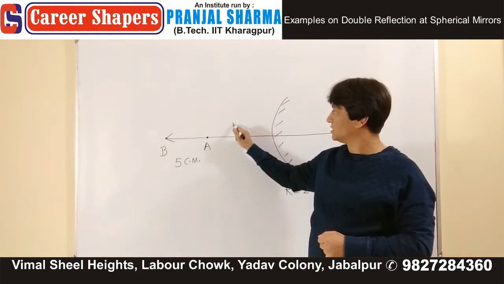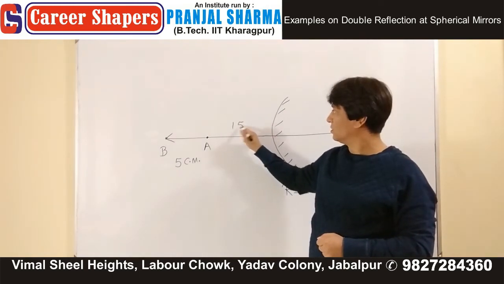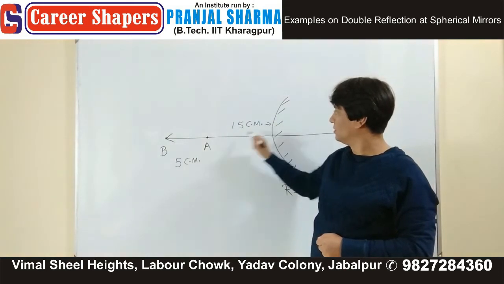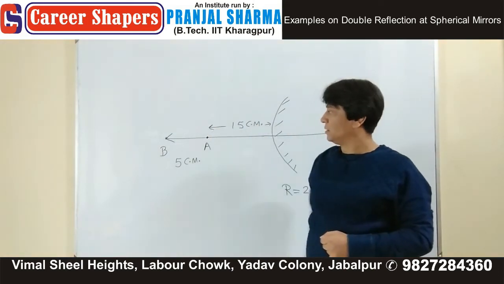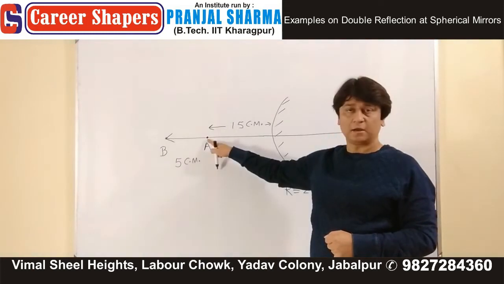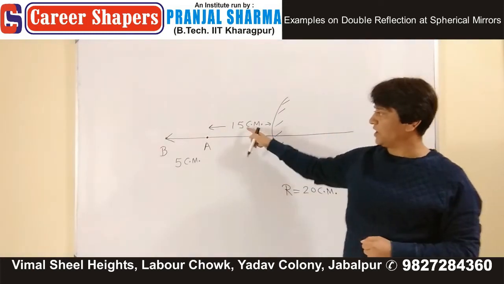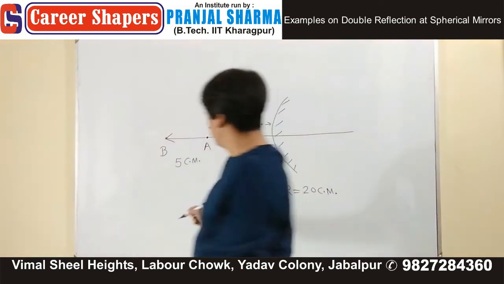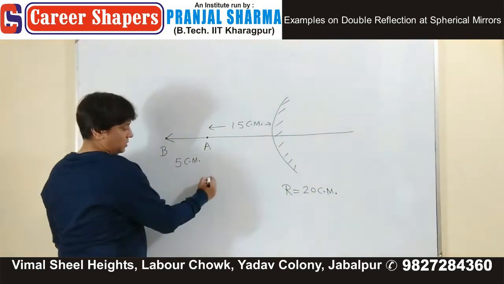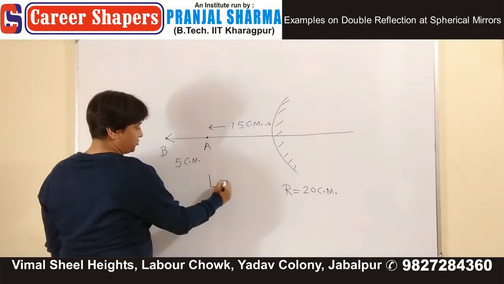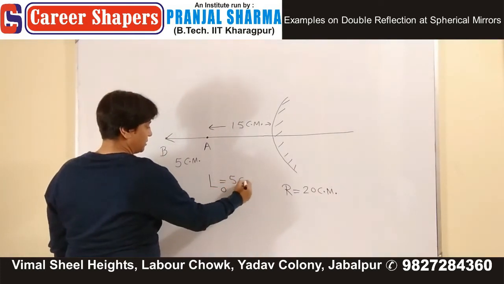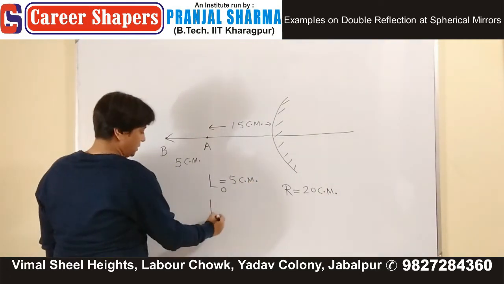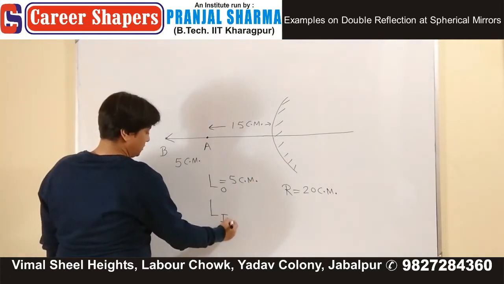This distance is 15 centimeter. A of the object is at a distance of 15 and the length of the object is 5 centimeter. Find out the length of the image.